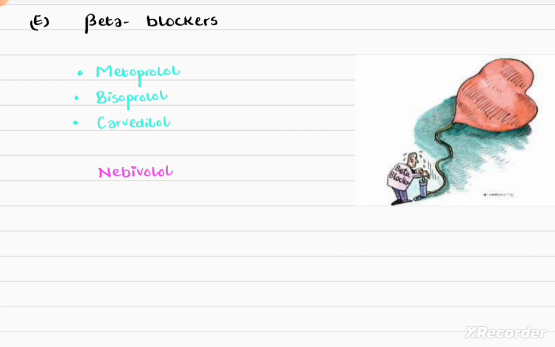blockers at this stage when the heart failure is chronic and the blood pressure is stable enough to tolerate the beta blockers. So we use the three drugs that are metoprolol, bisoprolol, and carvedilol, they have shown in the studies to slow the progression of chronic heart failure. There is the drug nebivolol, which is also a vasodilator.